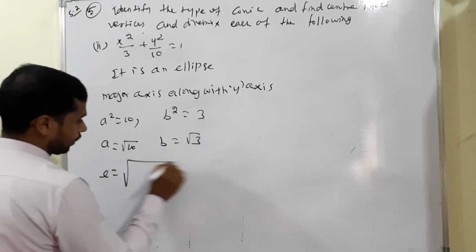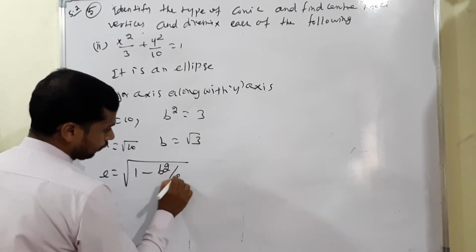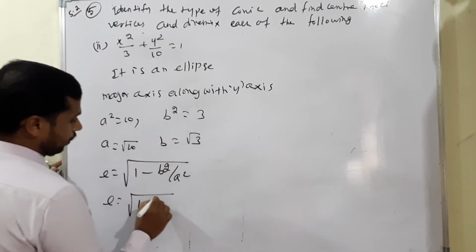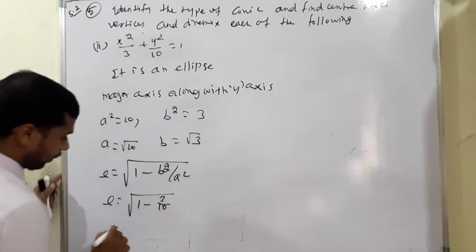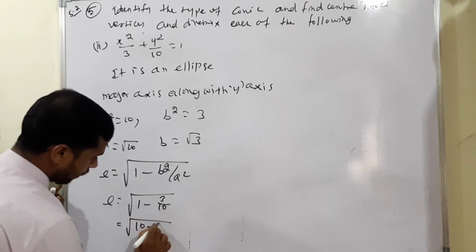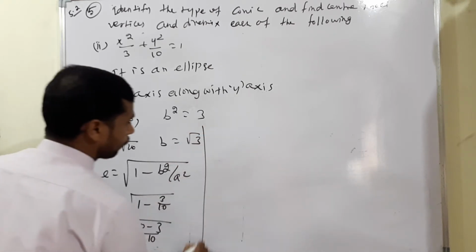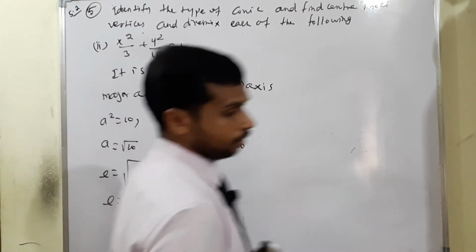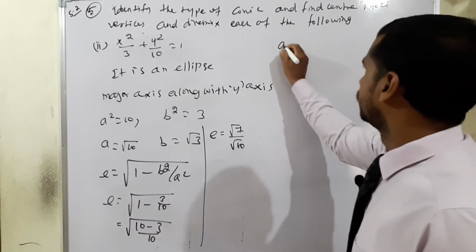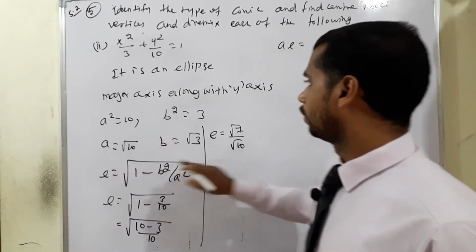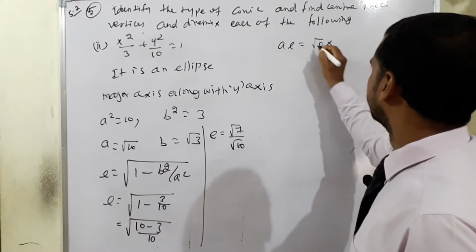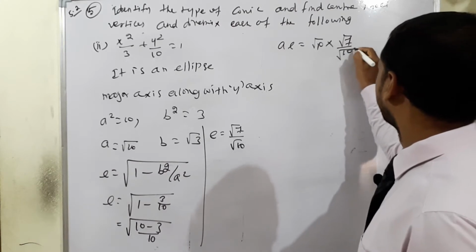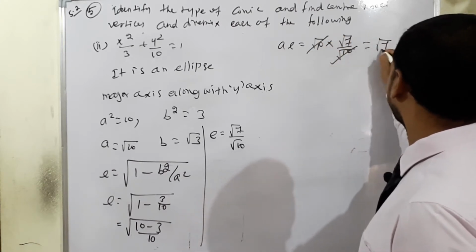How to find the eccentricity? Square root of 1 minus b square by a square. Therefore e is equal to square root of 1 minus 3 by 10, so square root of 10 minus 3 by 10. Therefore e is equal to root 7 by root 10. Then ae: a value root 10 into e value root 7 by root 10, the root 10 cancels, so ae is also root 7.